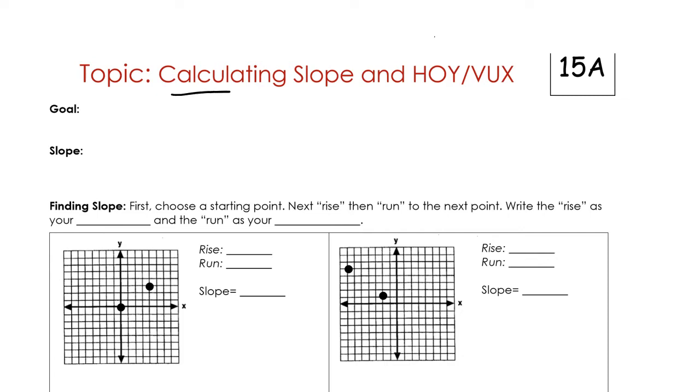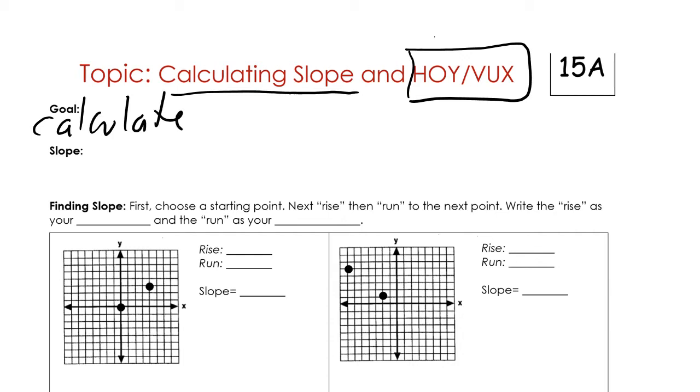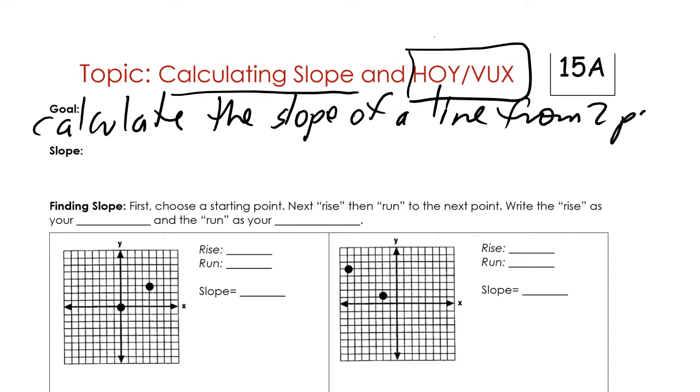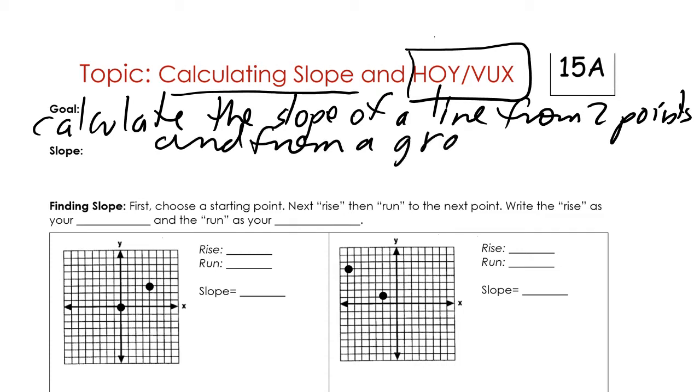Today we'll be talking about calculating slope and something called HOY-VUX. So our goal is to calculate the slope of a line from 2 points and from a graph. We will calculate the slope of a line from 2 points and from a graph.